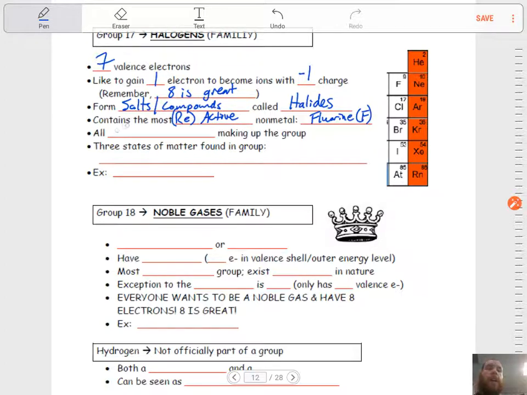The entire group is made up of nonmetals. They have 3 states of matter found in this group: solids, liquids, and gases, and it kind of goes from top to bottom. Fluorine is a gas at room temperature. Chlorine is a gas. Bromine is one of the only 2 liquids on the periodic table at standard atmospheric pressure and temperature. And then iodine is a solid. An example we could pick out is chlorine.